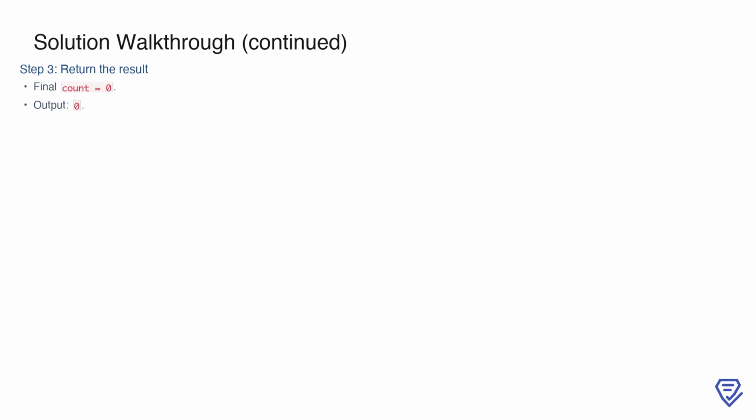After iterating through the entire array in example 3, we see that there are no numbers for which number plus 1 exists in the set. As a result, the final value of count is 0. Therefore, the output for this example is 0. This demonstrates that when no elements satisfy the condition, the count remains 0, and the solution correctly outputs the result.